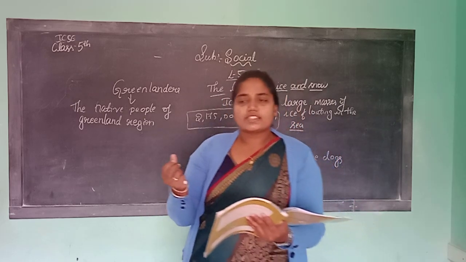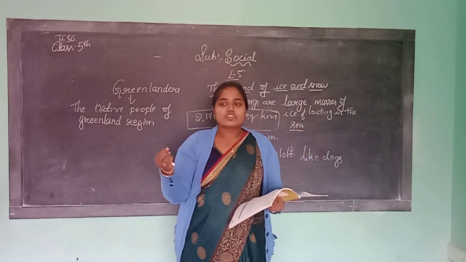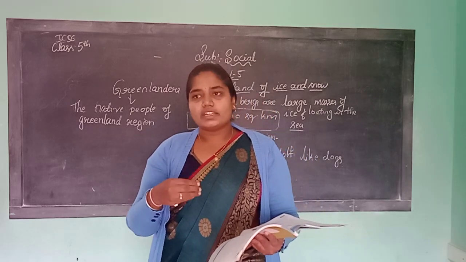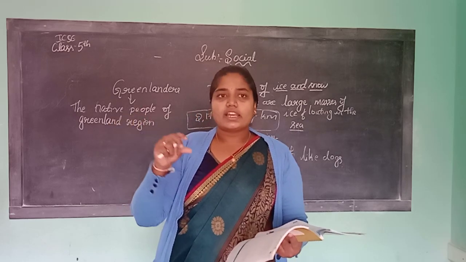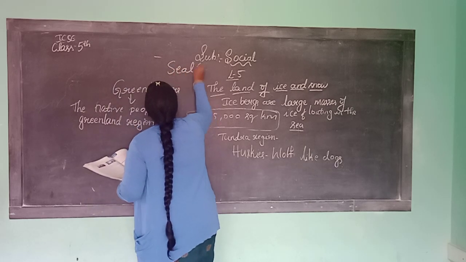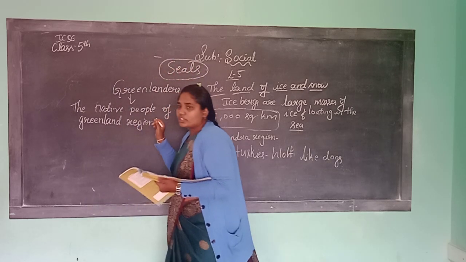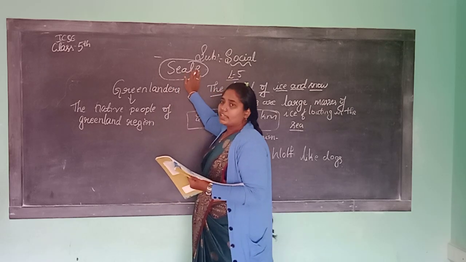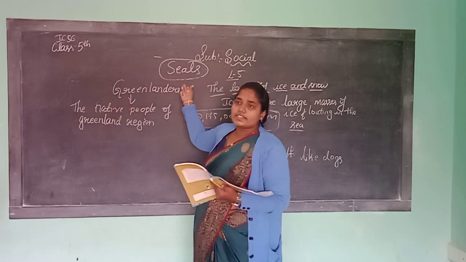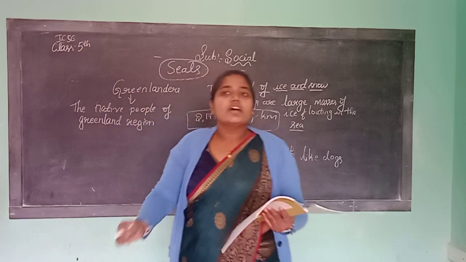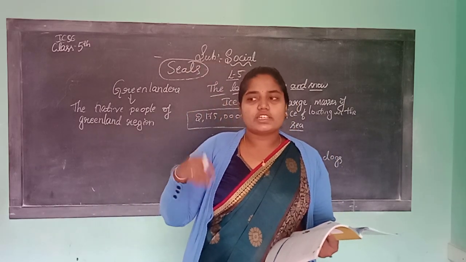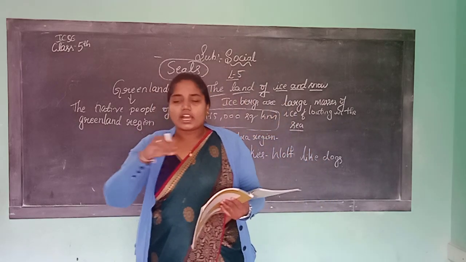What do seals do? Seals are in the sea, so they swim and come near the hole to make breathing easy. Seal is an animal. S-E-A-L. Seal is an animal. This animal lives in the sea. So this seal is hunted by the Eskimos. So what will they do? They will make a hole around the sea. At the end of the sea, they will make a hole. A hole means they make an opening.